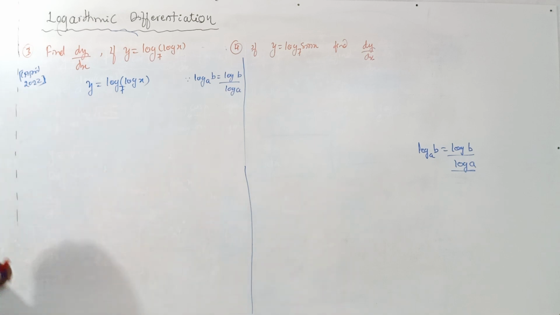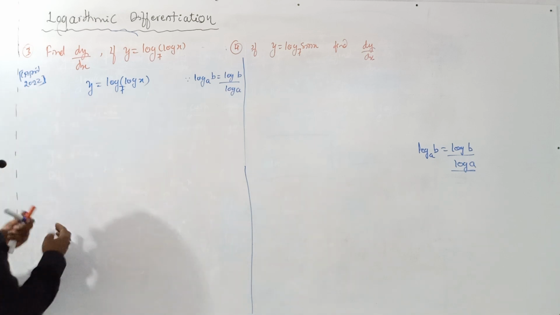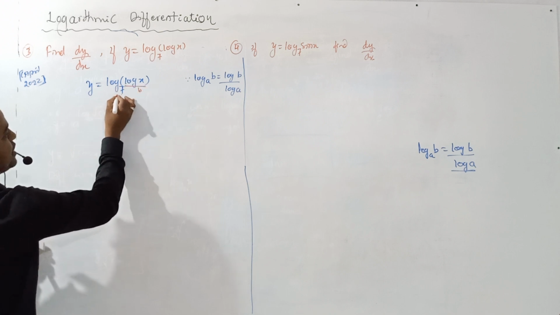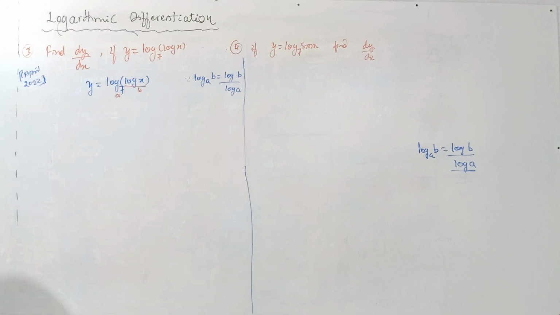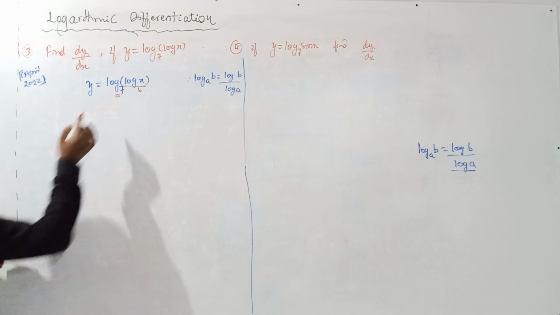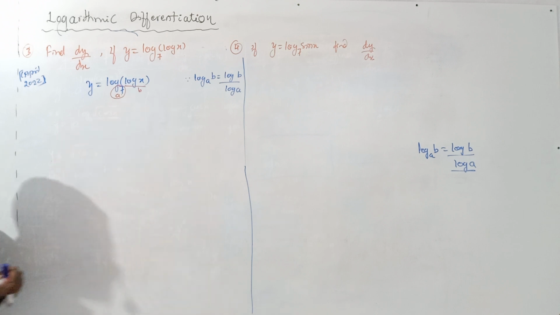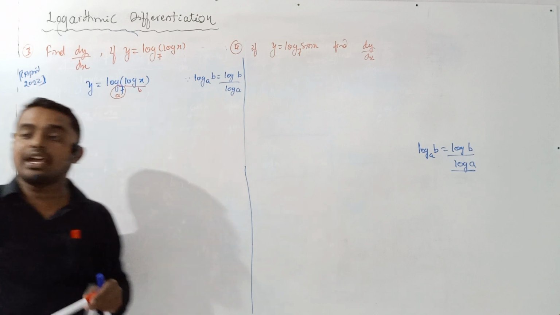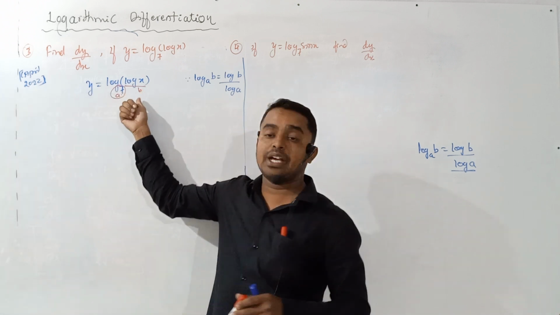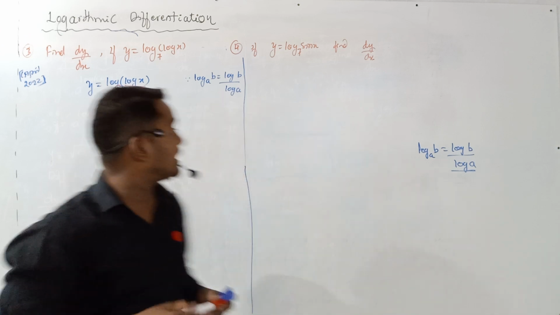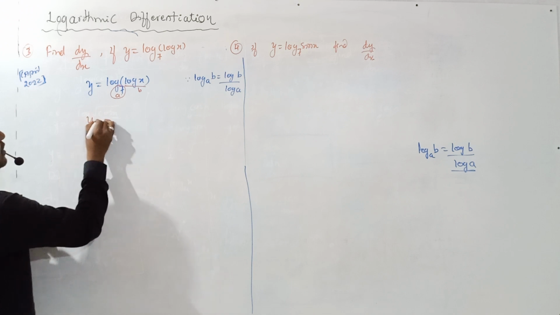See here, b means log x, and a means 7. Now by the change of base theorem, applying this property, then y is equal to log of log x divided by log 7.